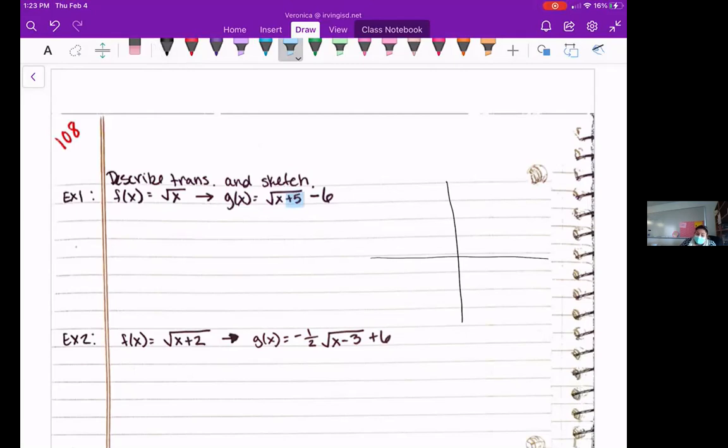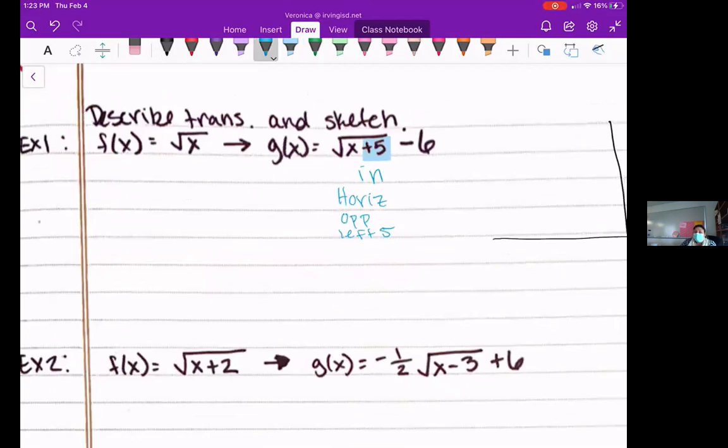Okay, so this part y'all are pretty good at, so I'm just going to go on ahead and do it. So that plus 5 right there is inside, right? It's inside my radical, which means it has to be a horizontal transformation, and it's adding 5. So I'm going to think opposite, which means it's going to go left 5.